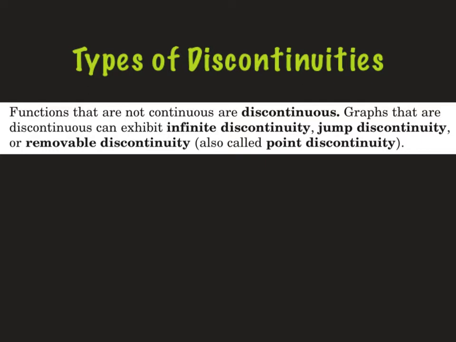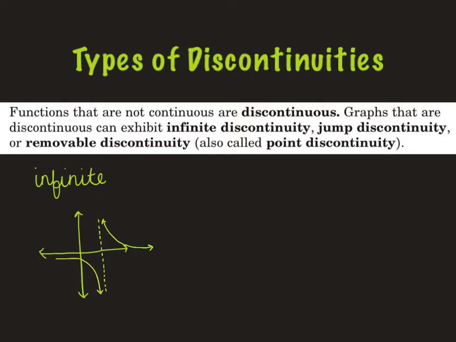Our first type of discontinuity is an infinite discontinuity. As you might have imagined, this means that there's going to be something that's causing our graph to go to infinity, or there's an infinite number of points in the difference here. So think of it as something going to infinity. Generally, if you have a vertical asymptote, that's going to cause us to have an infinite discontinuity.